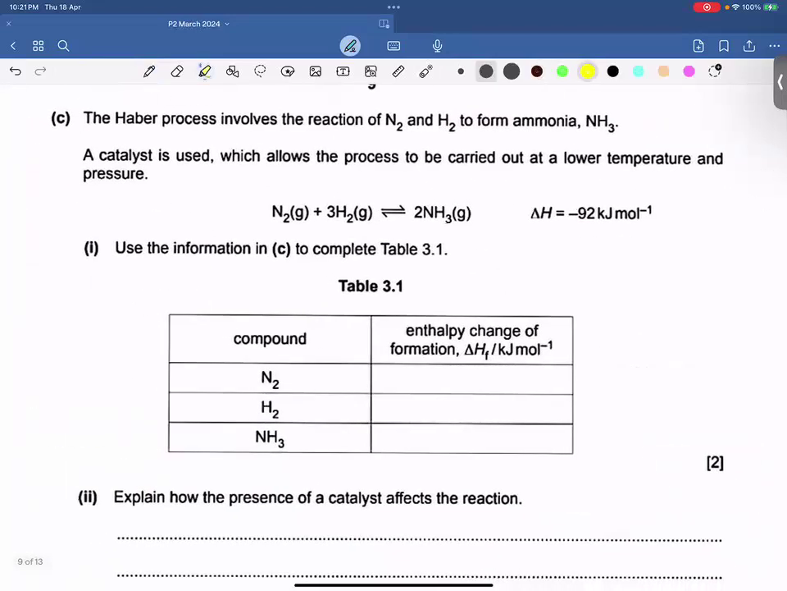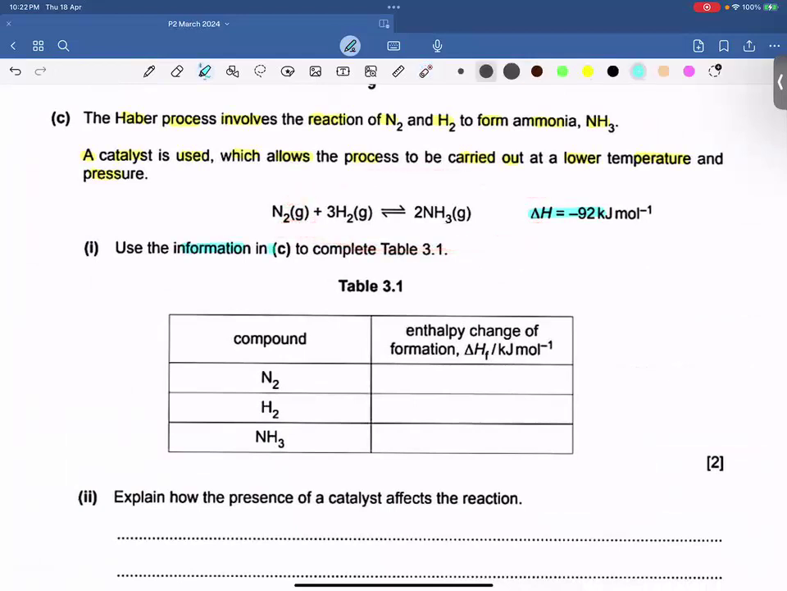Part C. The Haber's process involves the reaction of N2 and H2 to form ammonia. A catalyst is used which allows the process to be carried out at a lower temperature and pressure. By the way, Haber's process, according to my lecture, is exothermic and its value is -92. So the forward reaction is exothermic. Ultimately, the backward reaction is going to be endothermic. Remember that.